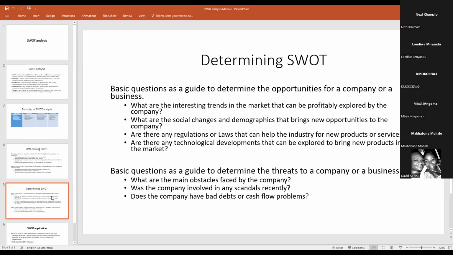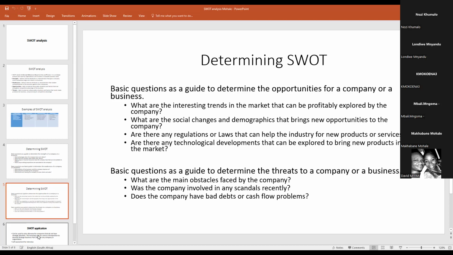And again, if you want to determine what we call the threats to the company, we can ask ourselves basic questions such as, what are the main obstacles faced by the company? And was the company involved in any scandals recently? Or does the company have bad debts or cash flow problems?